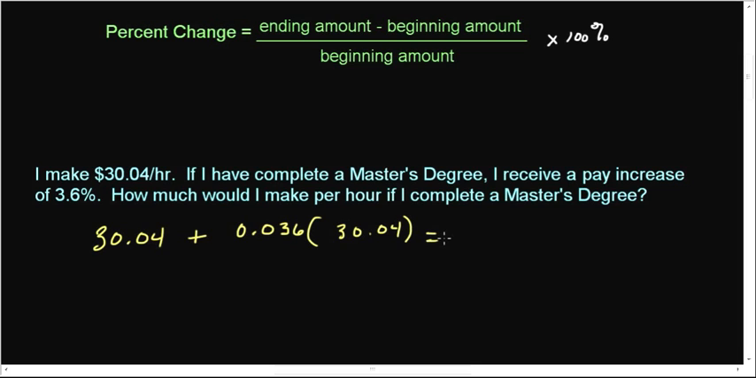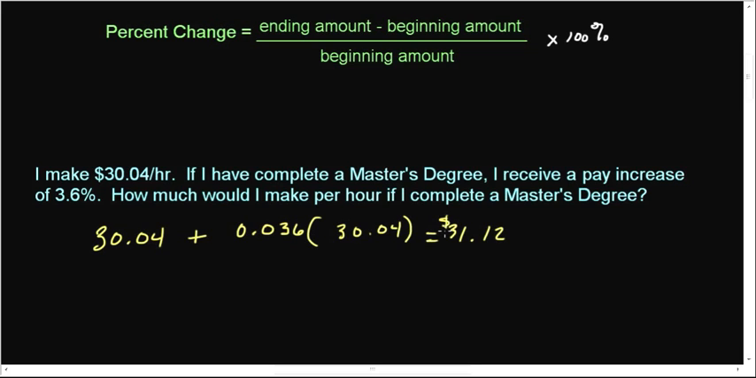If I grab my handy-dandy little calculator here, 30.04 plus 0.036 times 30.04 is going to give us $31.12. So that's one of the ways to look at it.